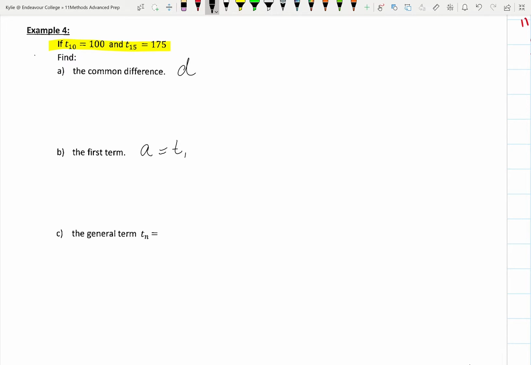We need to rely on the general form for an explicit formula, which is the first term plus D lots of, or our common difference, times n minus 1. So looking at what we've got for T10, 100 is our term, and that is equal to A plus D times 10 minus 1. So 100 equals A plus 9D.